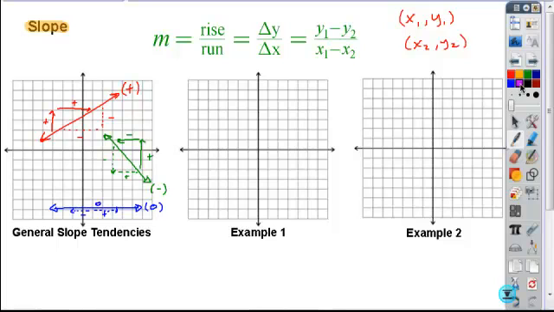Okay, the last type of tendency that you're going to see is a vertical line. Again, if we're moving from point to point, the vertical shift is positive. What's the horizontal shift? There's none. So what is a positive divided by 0? Yeah, it can't be defined, right? There is no such thing. So a vertical line has a slope that is undefined.